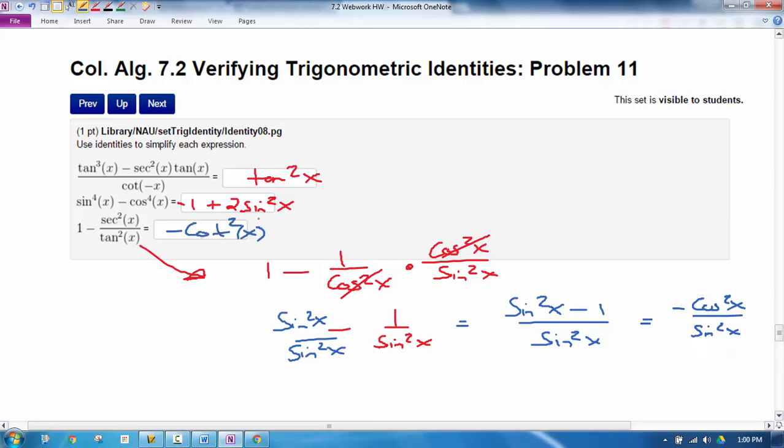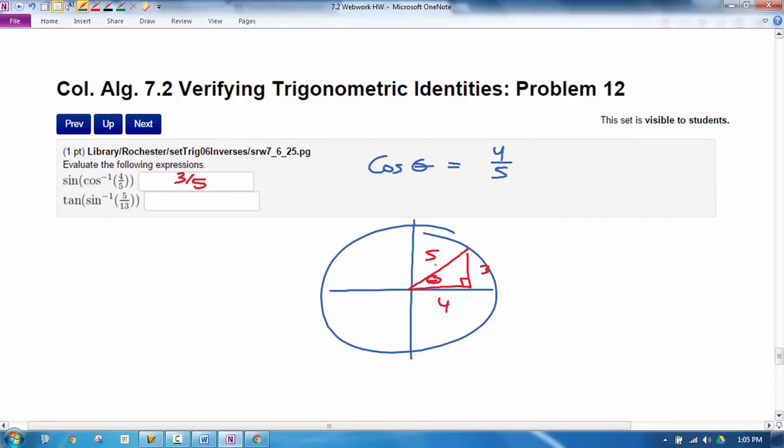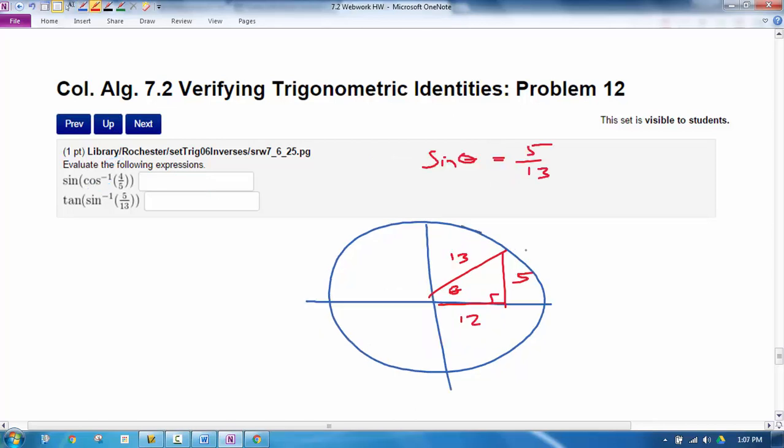All right, I'm going to have to go faster this next one. So you set up this, call this theta right here. So then you can say cosine of theta equals 4 over 5 and set up this reference triangle. Cosine is 4 over 5, and then this is 3, Pythagorean theorem. Then you can find the sine of that angle is opposite over hypotenuse, 3/5. So the next one would be 5 over 12. Tangent of that angle is opposite over adjacent.